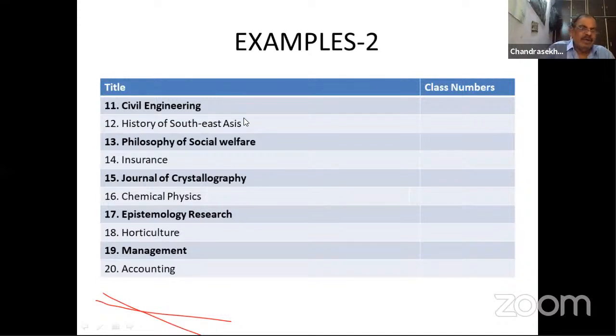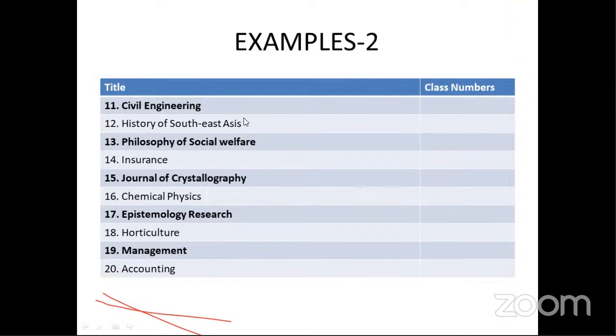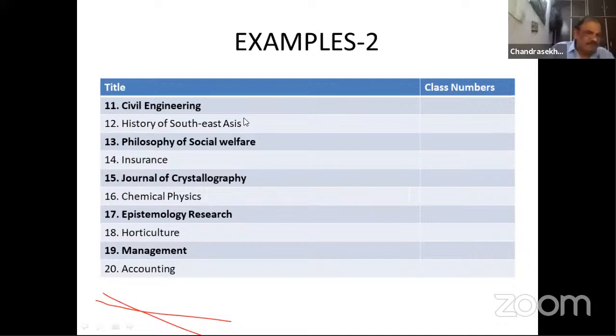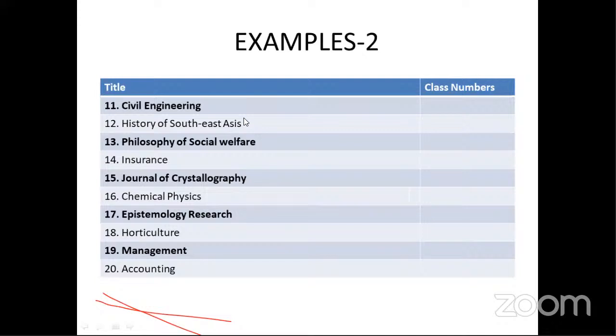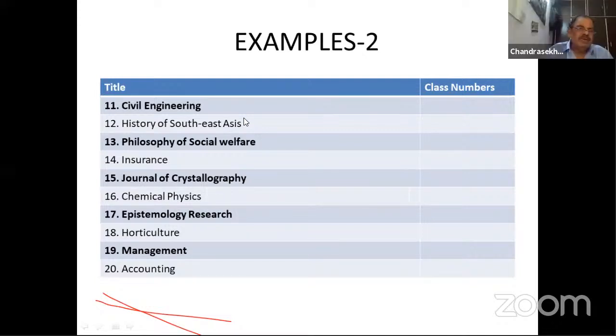Now we have to add the number for journal. So you see the standard subdivisions. What is the number given for journals? Serial publications, 05. So now what is the complete number? 548.05.